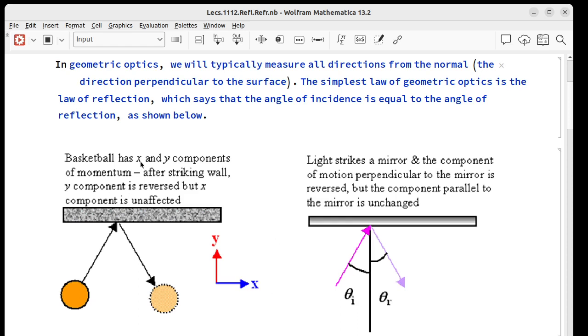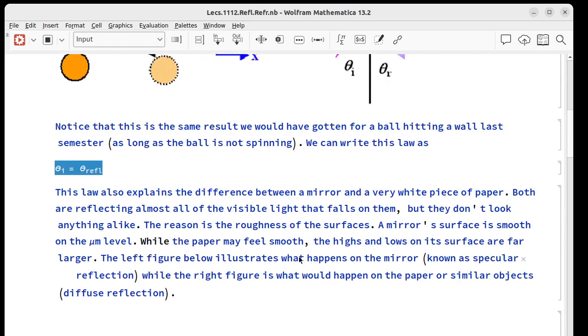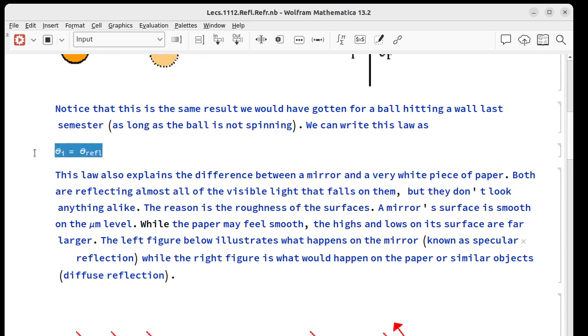The reason it works is the same thing a basketball would do if it doesn't have any spin to it and you bounce it off a wall like this. The x component of momentum doesn't get changed, but the y component gets reversed. And that makes it go in at this angle and come out at the same angle. So the same thing's happening here. The component of light parallel to the mirror doesn't get changed, but the perpendicular part gets reflected. So this is probably the simplest law in all of physics, theta I equals theta reflected.